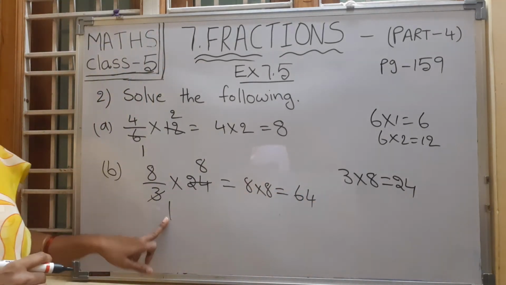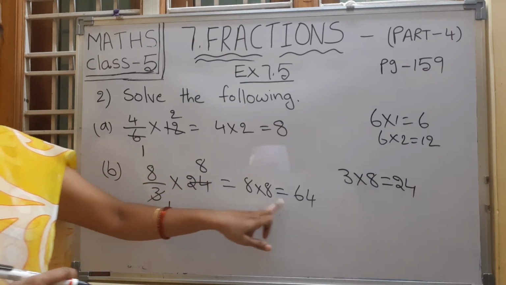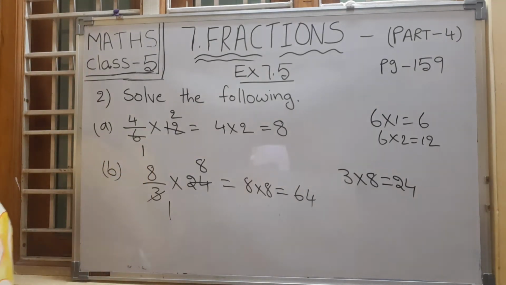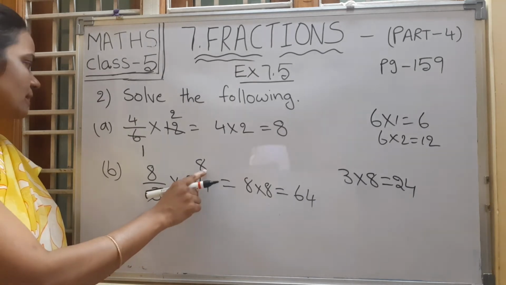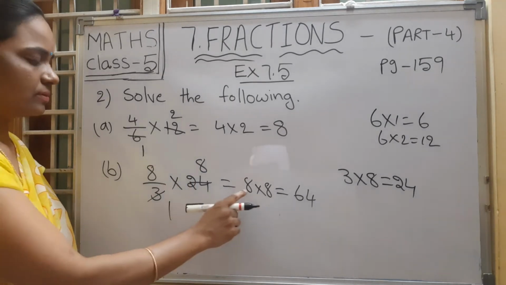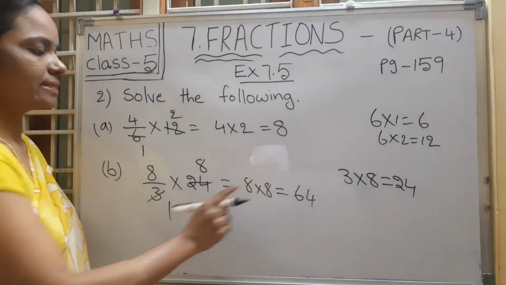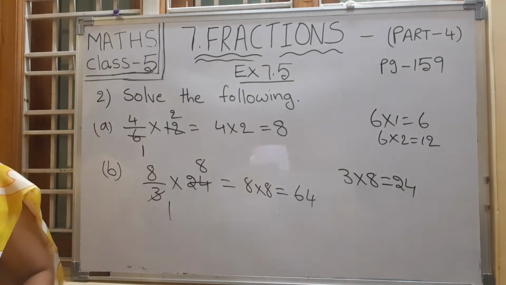3 1s are 3. 3 8s are 24. 8 into 8. 8 8s are how much children? 64 is the answer. 8 by 3 into 24. 3 1s are 3, 3 8s are 24. So what are the remaining numbers here? Yes. 8 into 8 is equal to 64 is the answer. Note it down children.